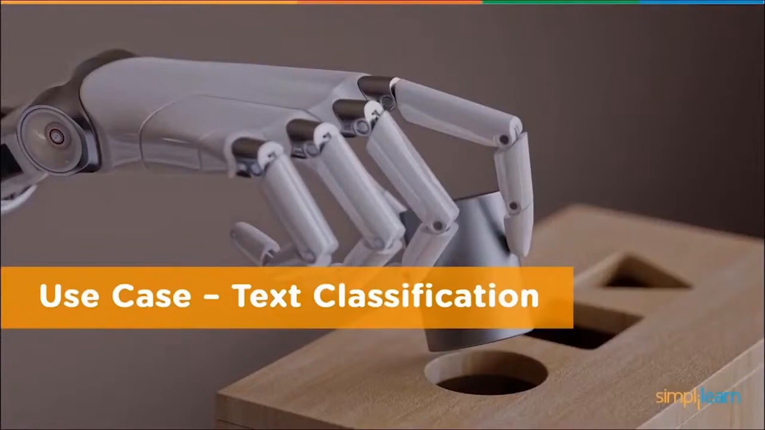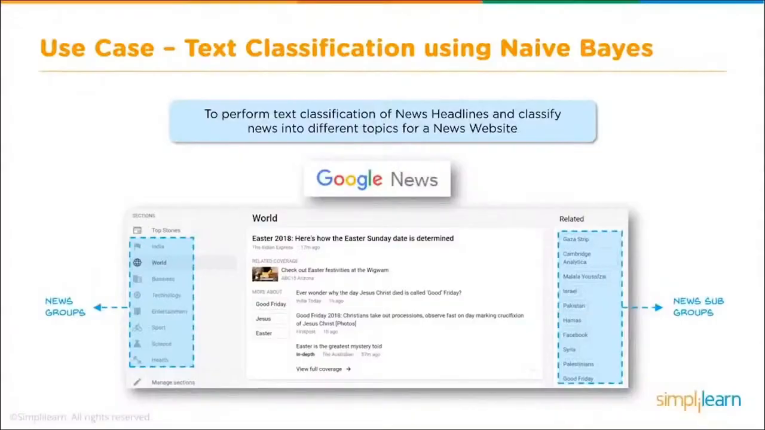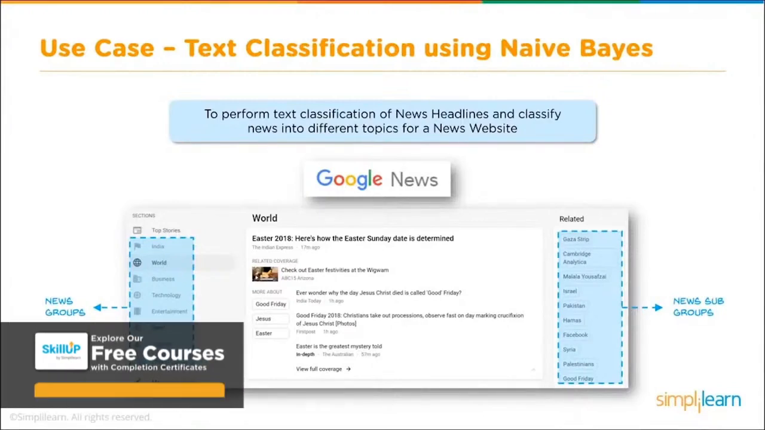But we're going to do Python code doing text classification, very popular for doing naive Bayes. So we're going to use our new tool to perform a text classification of news headlines and classify news into different topics for a news website. As you can see here, we have a nice image of Google News, and then related on the right, subgroups. I'm not sure where they actually pulled the actual data we're going to use from. It's one of the standard sets. But certainly this can be used on any of our news headlines and classification.